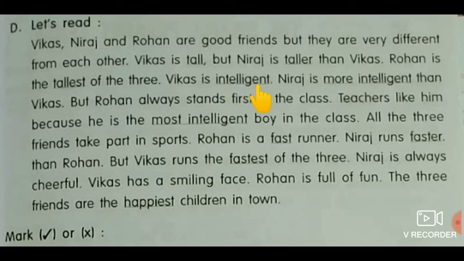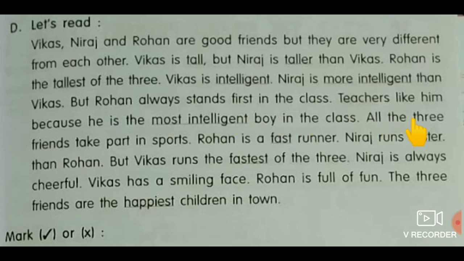Vikas is intelligent. Neeraj is more intelligent than Vikas. But Rohan always stands first in the class. Here observe, children. Intelligent, more intelligent. Here is a comparison between two people. That's why we use more intelligent. Understood? Teachers like him because he is the most intelligent. Okay, Rohan is the most intelligent fellow. That's why teachers like him most. Intelligent, more intelligent and most intelligent.